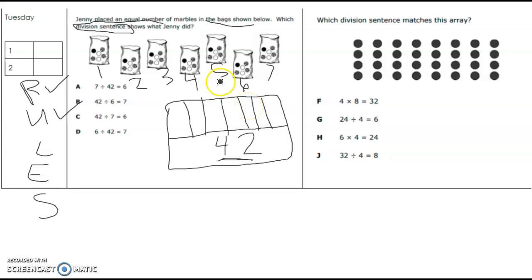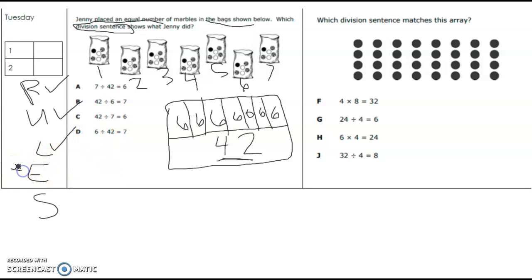And now we need to count and see how many are in each group. So we have 1, 2, 3, 4, 5, 6 in each group. So we want to see which division sentence represents that.